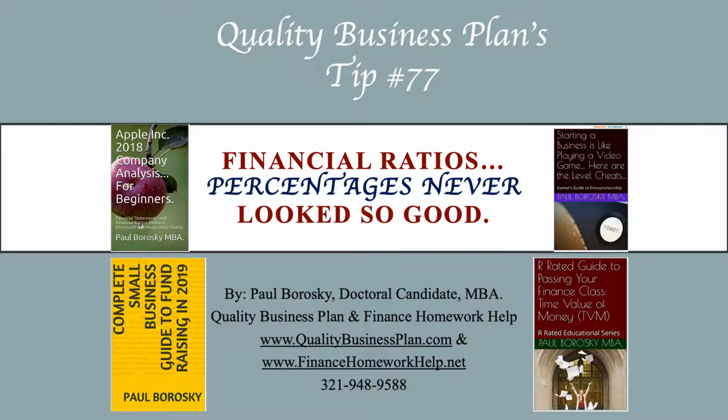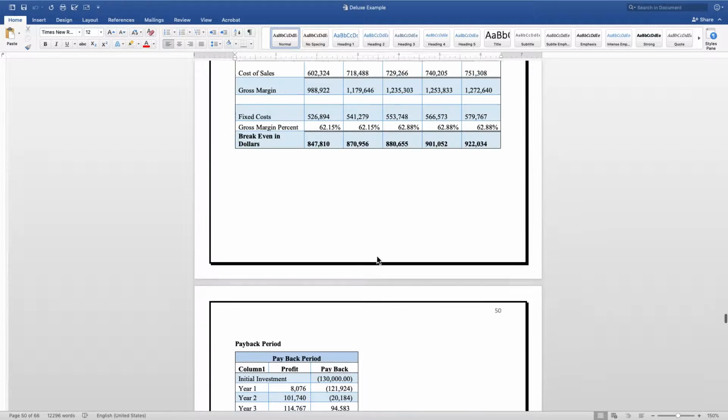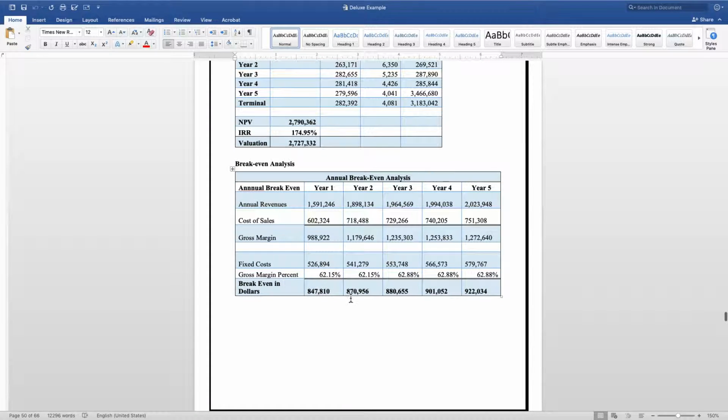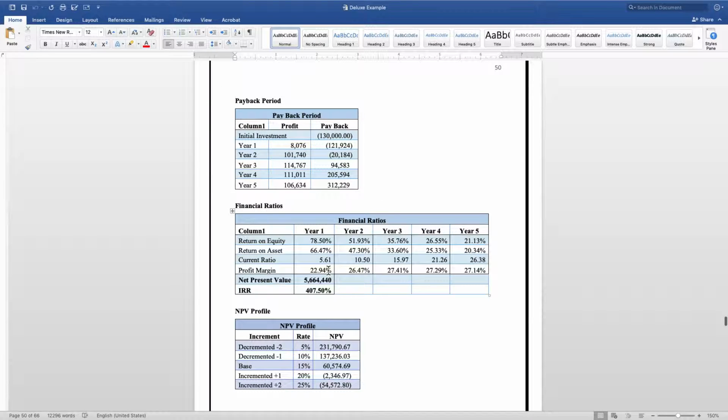Business plan writers tip number 77, which is financial ratios. Percentages never look so good. What I mean by that is when you're writing your business plan, make sure to include a financial ratio section within your plan. Where I like to put it is right underneath the break-even analysis. Then I'll go with the payback period, and finally I'll add in my financial ratios.